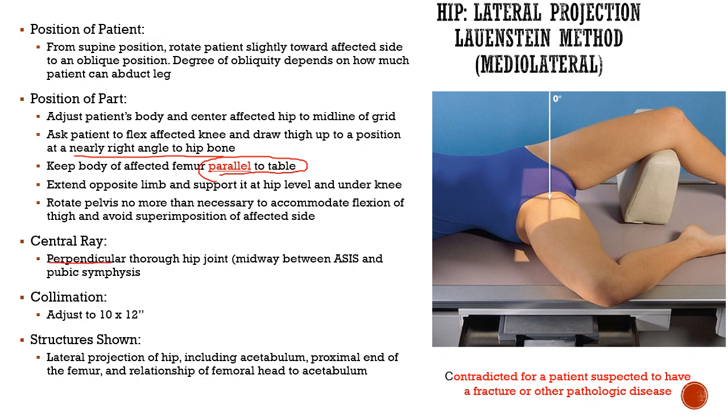We want to be perpendicular through the hip joint, midway between the ASIS and the pubic symphysis. We're going to adjust our collimation to a 10 by 12, and we're going to get a lateral projection this time of the hip, including the acetabulum, the proximal end of the femur, and the relationship of the femoral head to the acetabulum. Again, this is contraindicated for a patient that has a fracture or another pathologic disease.